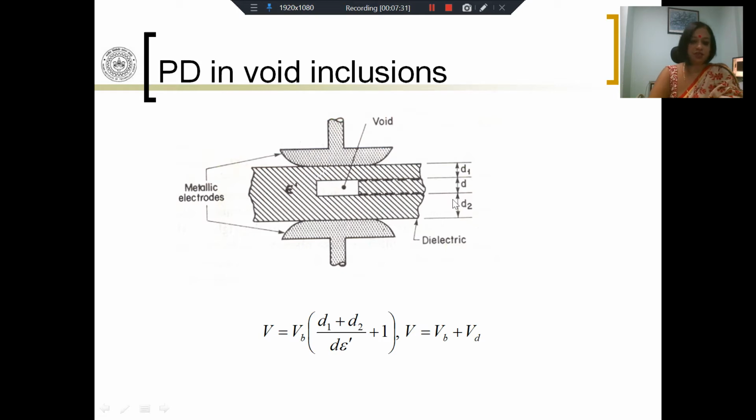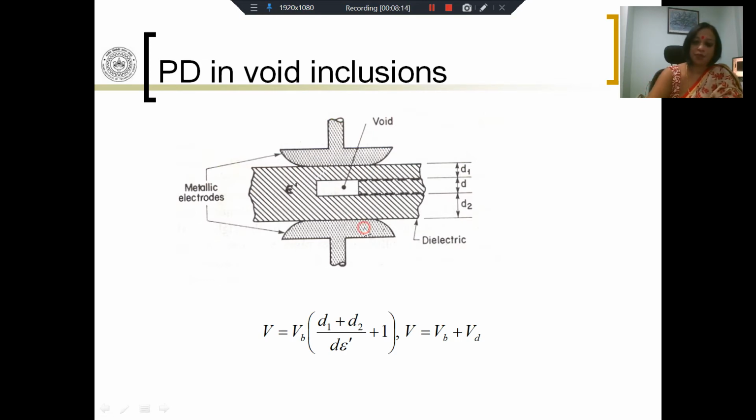D1 and D2 are the thicknesses of the dielectric material, and D is the thickness of the void. So therefore, of course, total V is equal to VB plus VD. VD is the total voltage dropped across D1 and D2. VB is the voltage that you have across the void. So naturally, if this voltage is high enough to cause an electric field inside the void which is higher than the dielectric strength of whatever you have inside, let's say air, then this can break down, even if V is not enough to cause breakdown of the entire D1 plus D plus D2 material.